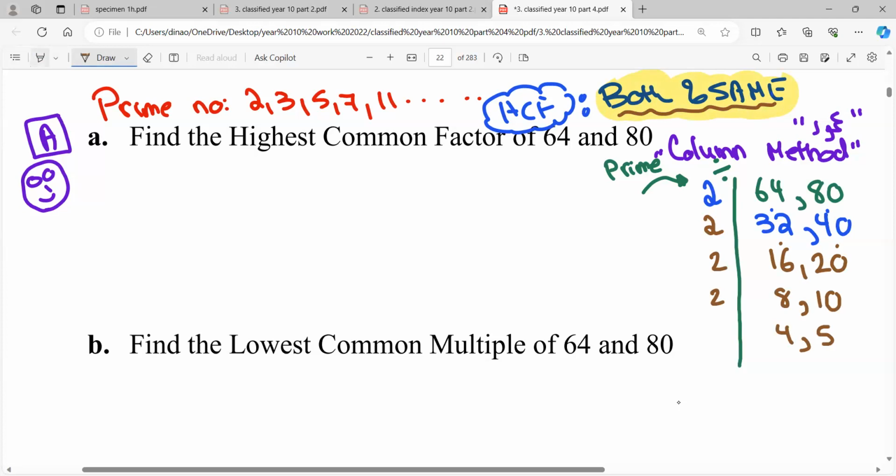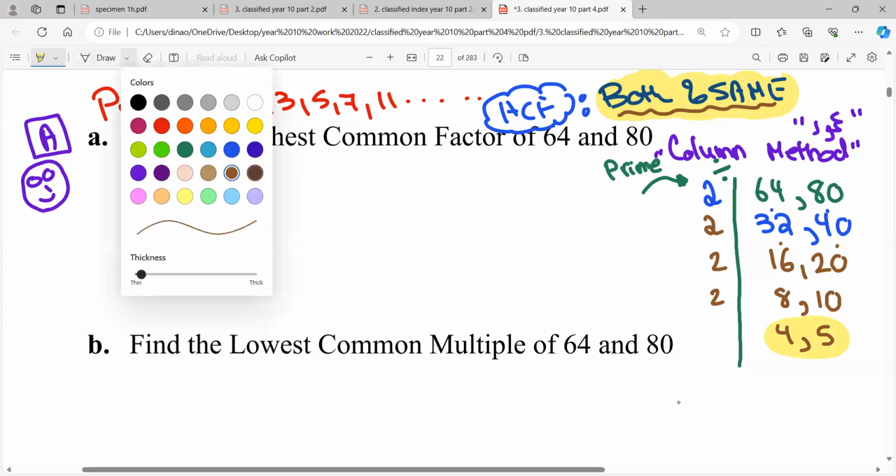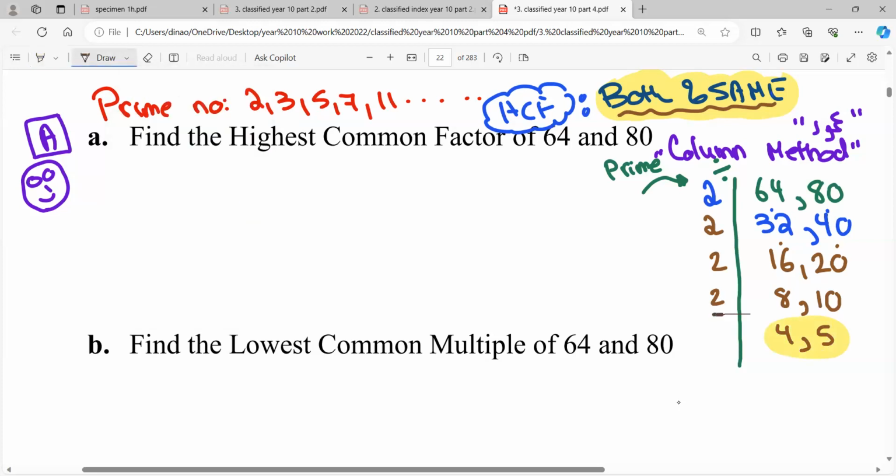Now, when you reach this stage, when both numbers cannot be divided by the same value, you stop. خلاص بقى ما كملش كبقى هنا. So here, why will I stop? I will stop because the remaining numbers ما ينفعش هما الاتنين I can divide them with the same value. طيب, where is my answer?